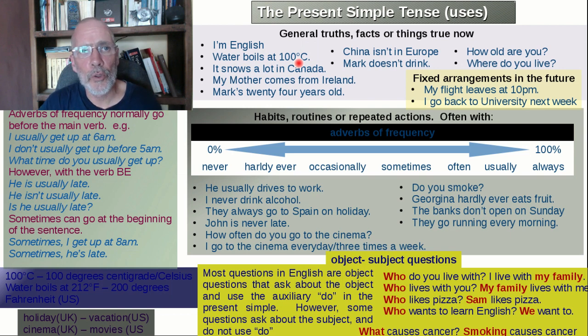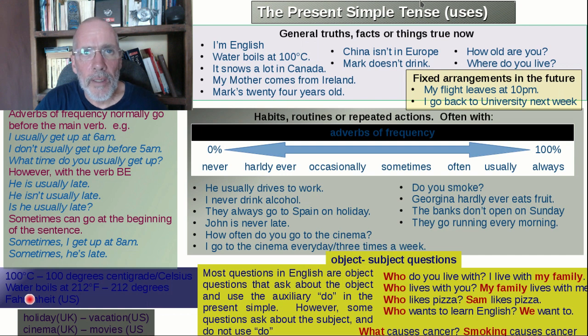And the principal use of the present simple tense is to talk about general truths, facts or things true now. So here I have some examples. I'm English. It's a fact. Water boils at 100 degrees centigrade. Again, it's a fact. Incidentally, I say centigrade, probably because I'm older. Most younger people say Celsius. It's the same, 100 degrees centigrade or Celsius.